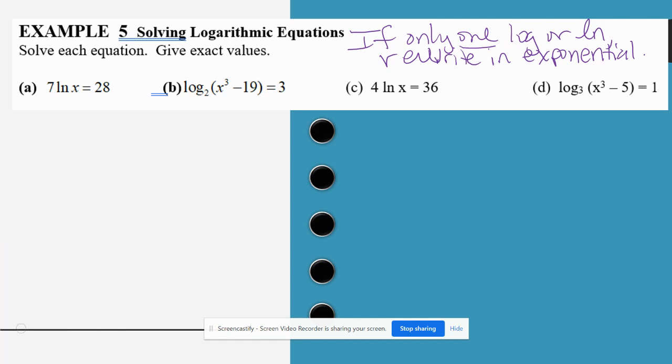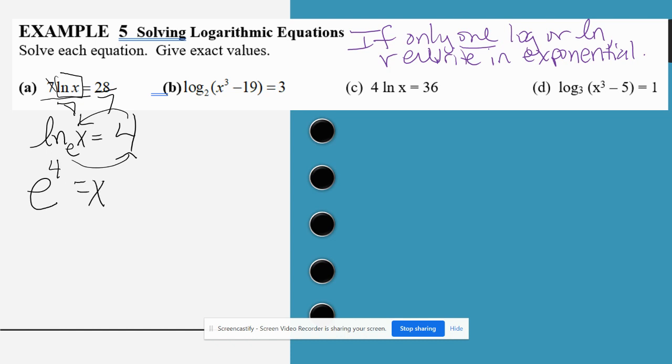Before I can do anything with solving, the only thing that can be on the side with the logarithms is the logarithm itself. Right now I have a 7 there. So I have to divide by 7, because this is 7 times the natural log of x, to get the natural log of x alone. Remember, natural log is base e. So I'm going to fill that in to help me rewrite it. Base e to the 4th power is equal to x.